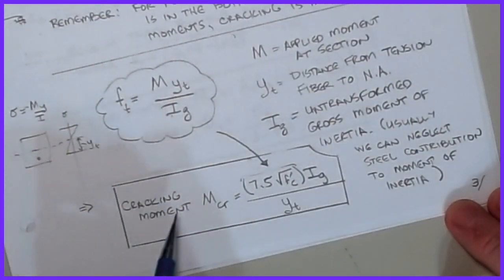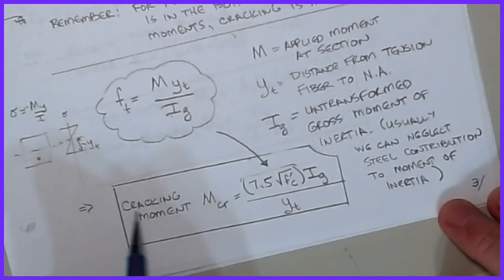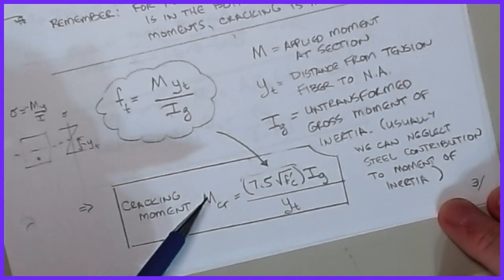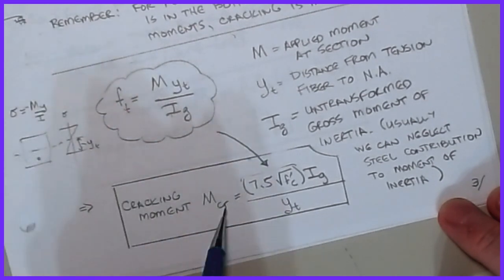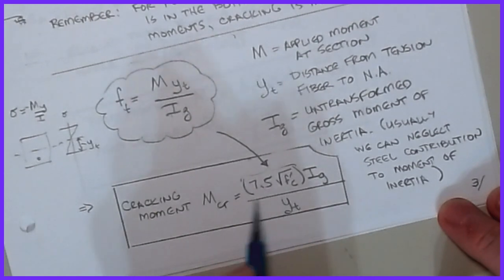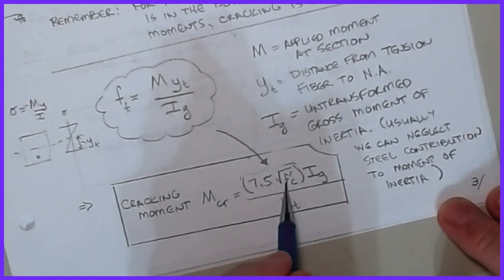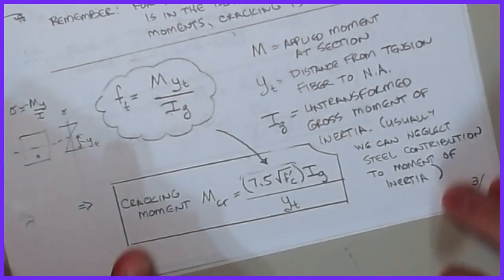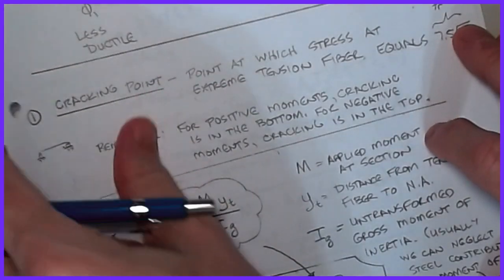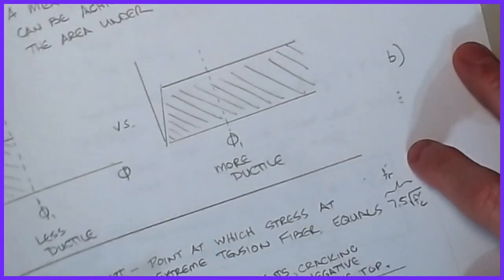So if I plug in all the values that I have, I can write out the cracking moment. This is really the moment right before cracking occurs, when we're still in an elastic section. Once my extreme tensile stress reaches 7.5 root f'c, I can rearrange all of this. I know the section properties, and I can calculate this based off f'c. I can figure out where that cracking moment is going to occur from a simple plug and chug in my formula.